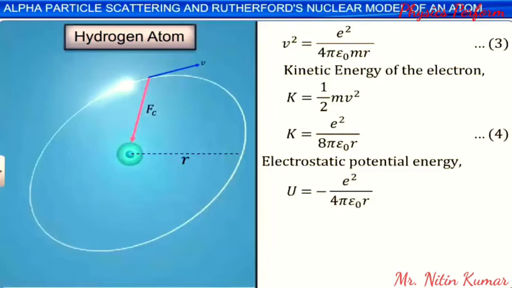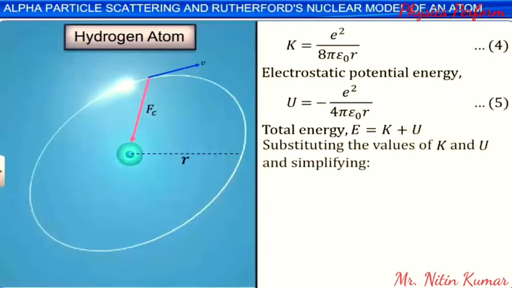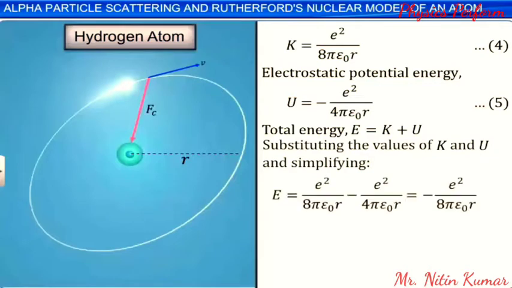The total energy E of the electron in the hydrogen atom is equal to the sum of the kinetic energy K and the potential energy of the electron U. By substituting the expressions for K and U and simplifying, we get E is equal to minus e squared by 8 pi epsilon naught r. So, the total energy of the electron is negative. This implies that the electron is bound to the nucleus.